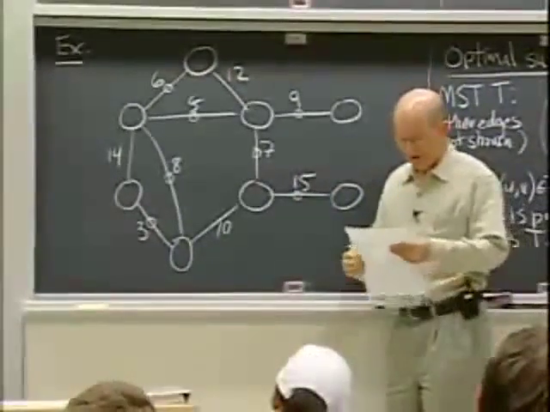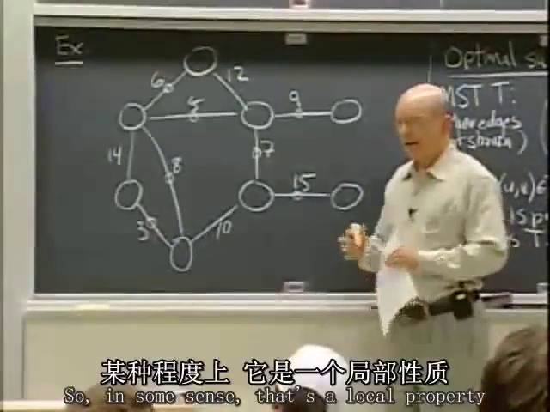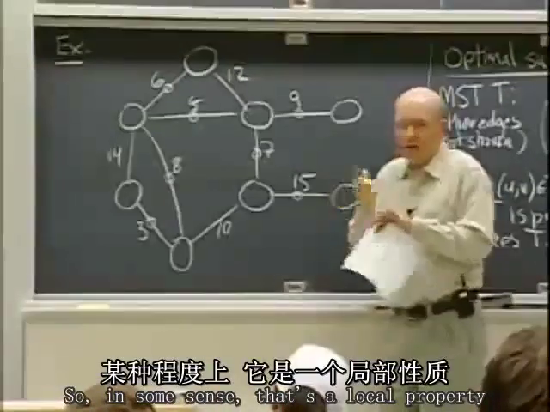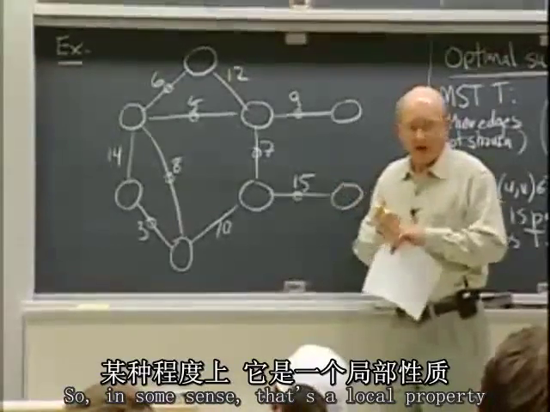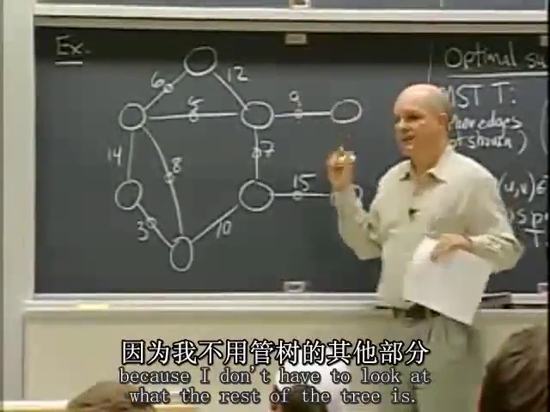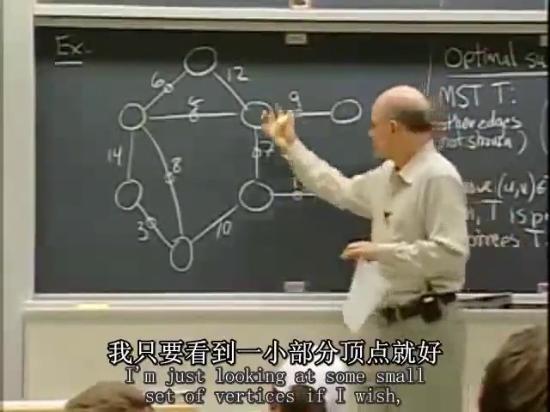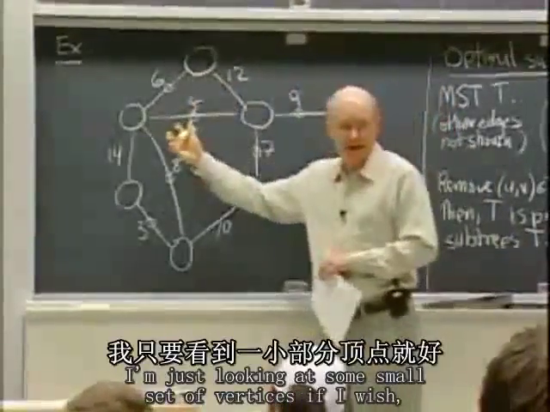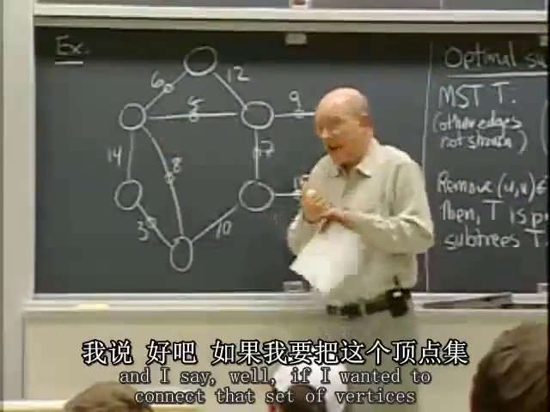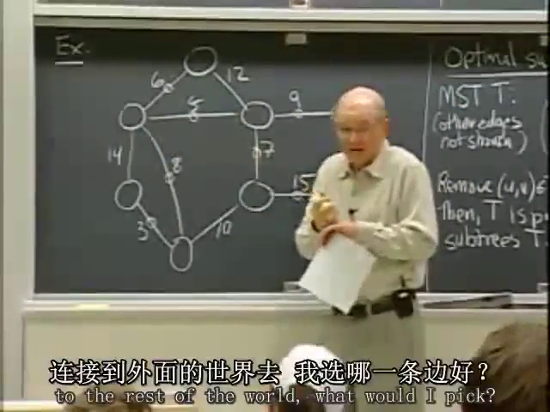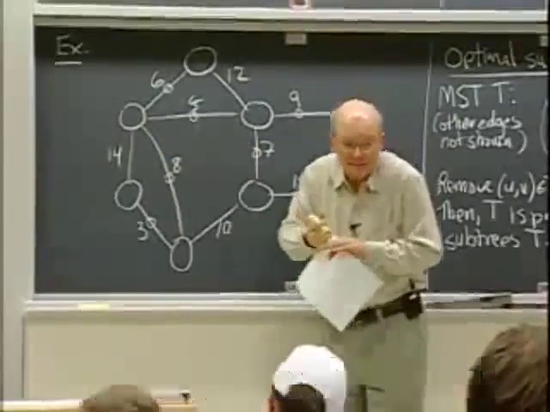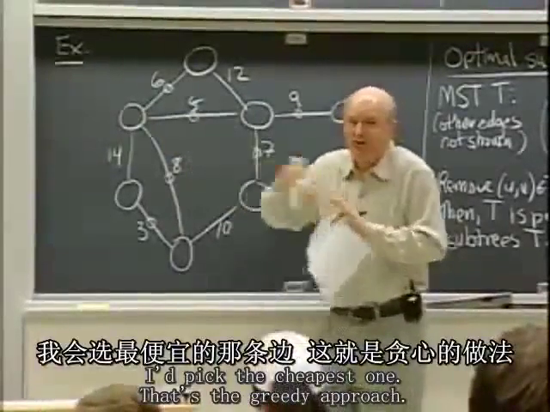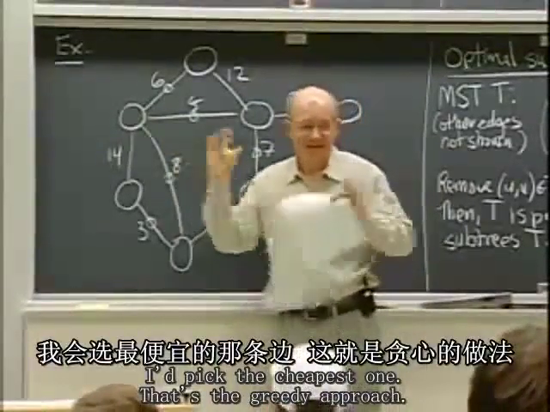Okay? So in some sense, that's a local property. So I don't have to look at what the rest of the tree is. I'm just looking at some small set of vertices, if I wish. And I say, well, if I wanted to connect that set of vertices to the rest of the world, what would I pick? I'd pick the cheapest one, the greedy approach. Turns out that wins.